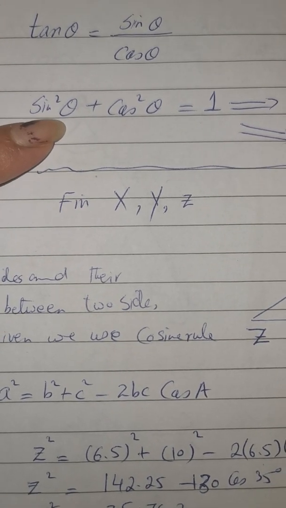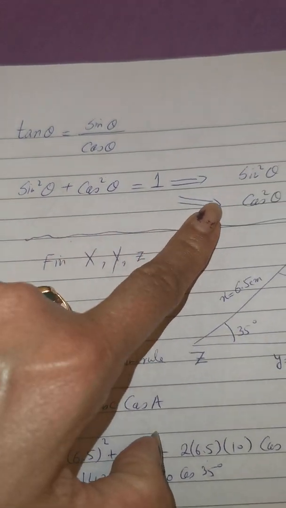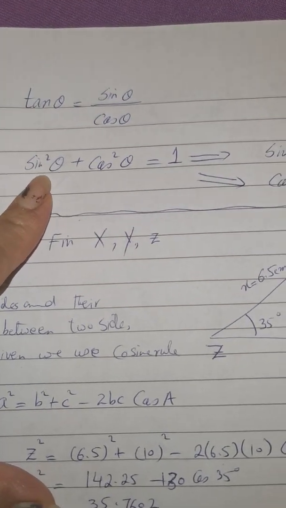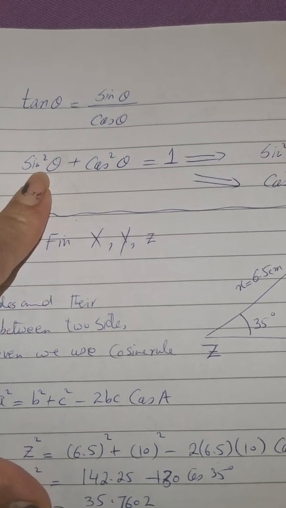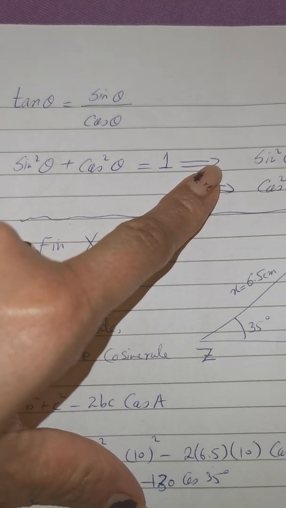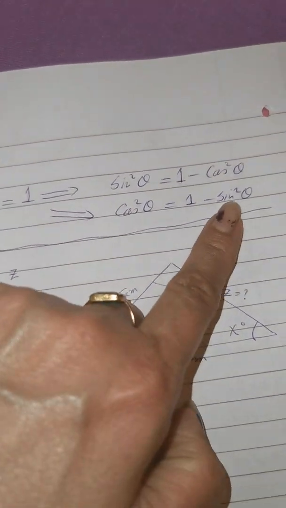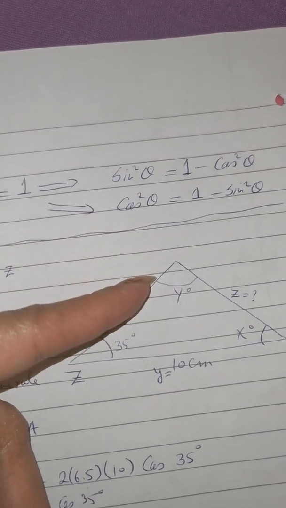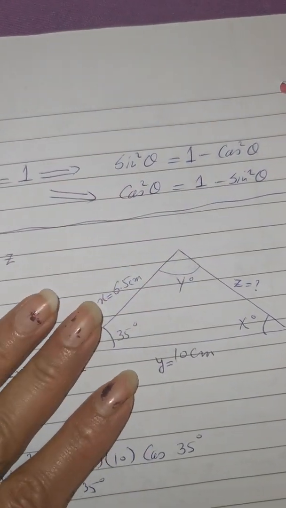And from this formula, sine square theta plus cos square theta is equal to 1, we have two further formulas. If we have to find the value of sine square theta and the cos theta value is given, then sine square theta is equal to 1, and this will go to the other side with a negative sign, 1 minus cos square theta. And if sine theta is given and you have to find the value of cos theta, then cos square theta is equal to 1 minus sine square theta.